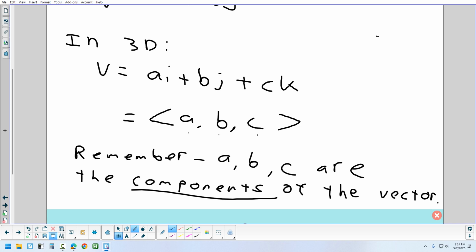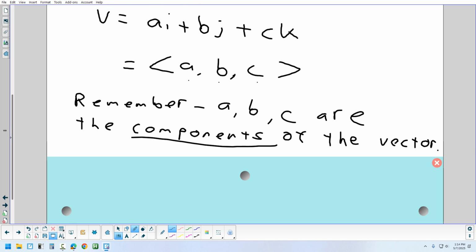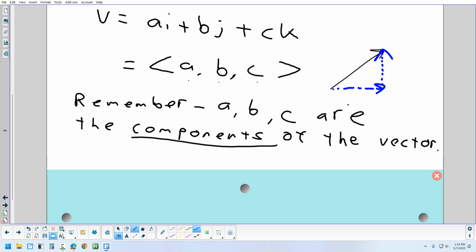Okay, any questions on that? The components of the vector are the horizontal thing, the vertical thing, and the towards and away thing. I'm not going to draw it in 3D, but in 2D, this is the horizontal component of the vector, and that's the vertical component. These 2 arrows combined together make the one in black. In 3D, you would have 3 arrows combined together to make the one in black.